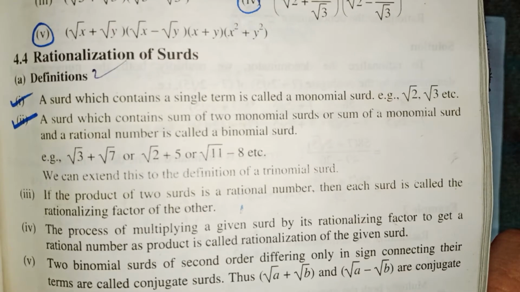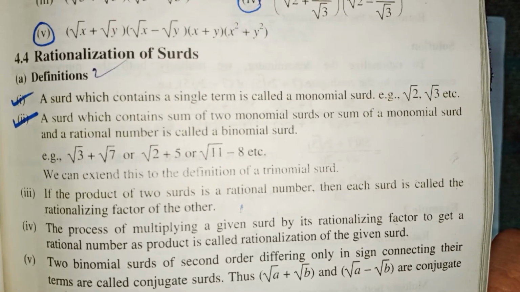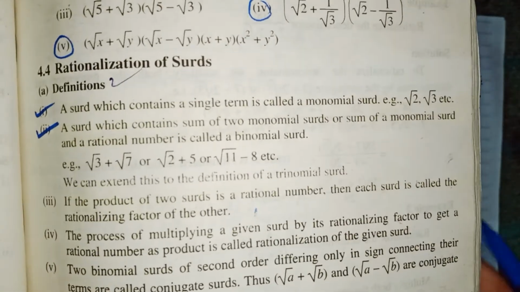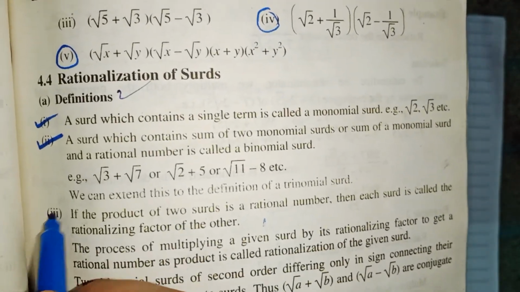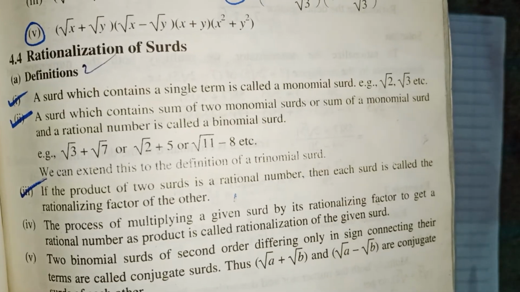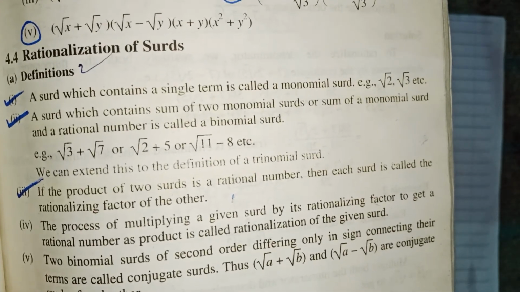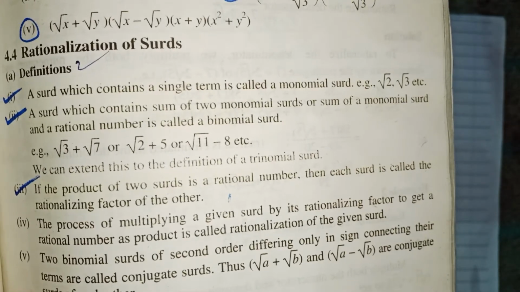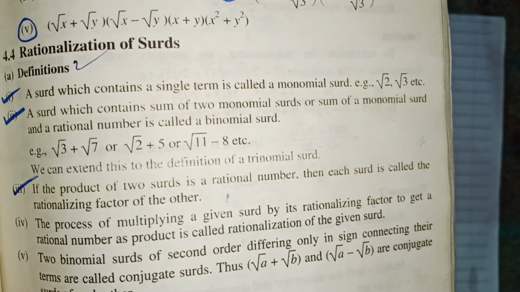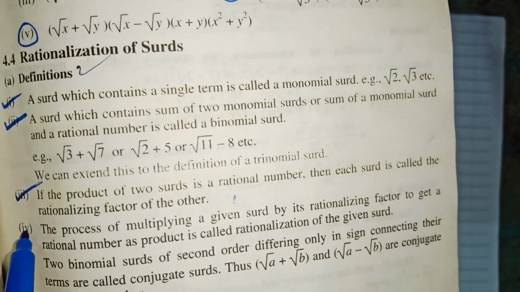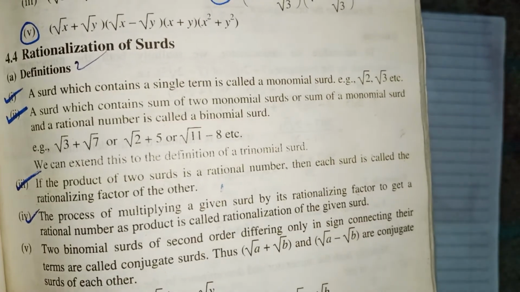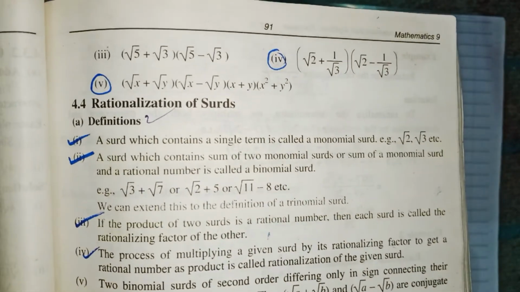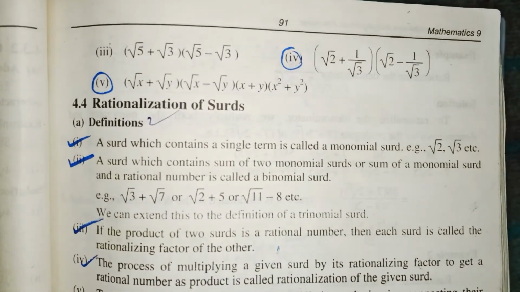If the product of two surds is a rational number, then each surd is called the rationalization factor of the other. Underline these. The process of multiplying a given surd by its rationalizing factor to get a rational number as a product is called rationalization of this expression. I will explain you in the exercise when we start this. Our main topic in exercise number 4.4 is the rationalization.